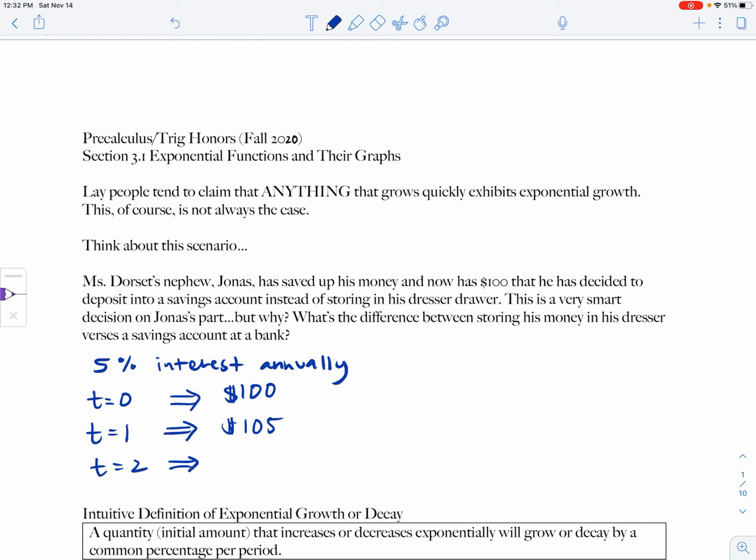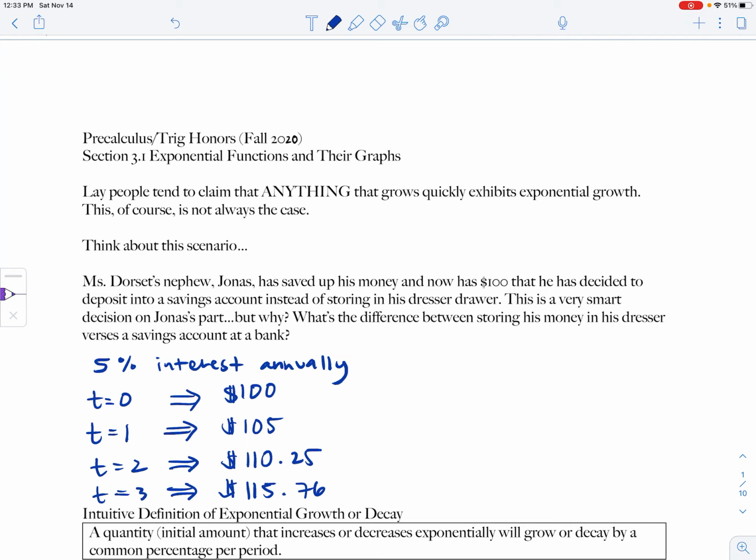And then let's say after 2 years, if he didn't add anything else, if we took 5% of 105 and then added that to the 105, we would have $110.25. And after 3 years, if we took 5% of 110.25 and added that to 110.25, Jonas would have $115.76. So his money is just making money.